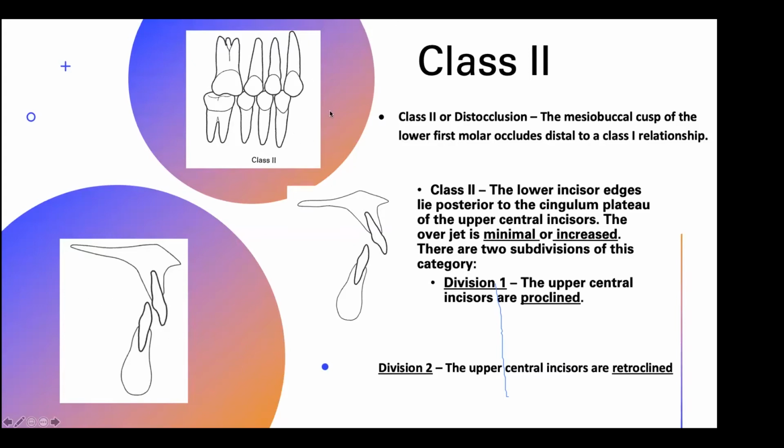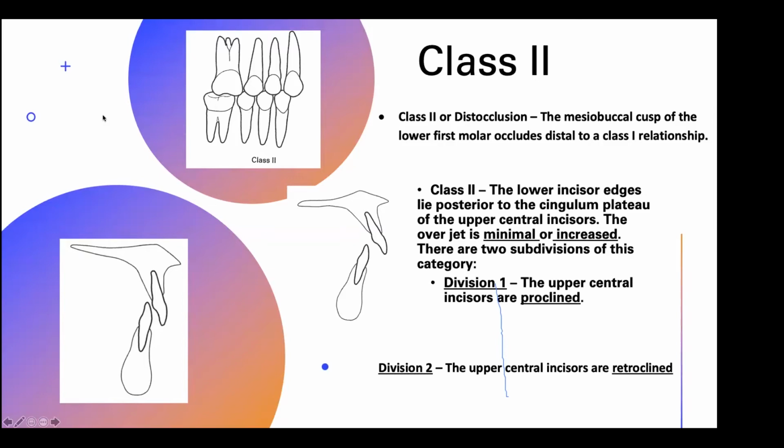So for class 2, the Angle classification is the distal occlusion, where the mesiobuccal cusp of the lower first molar occludes distal to a class 1 relationship. So again, we're looking at the mesiobuccal cusp of the lower first molar, which is here. So this is mesial. And if we look at the occlusion between the upper and lower, it occludes distal to a class 1 relationship, a class 1 relationship being approximately 1 to 2 millimeter overjet. This is what we have here between the lower first molar and the mesiobuccal cusp.